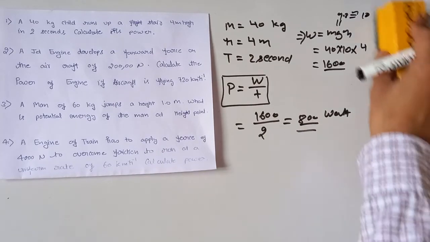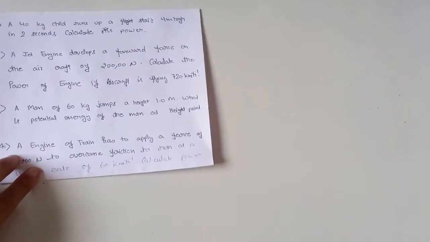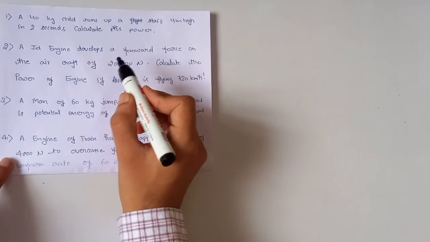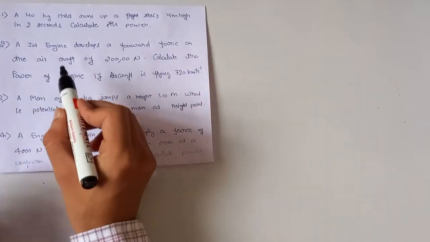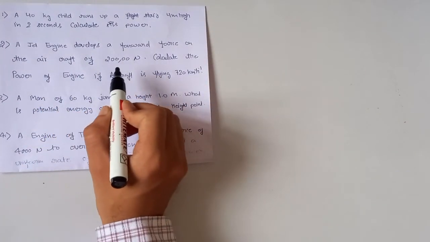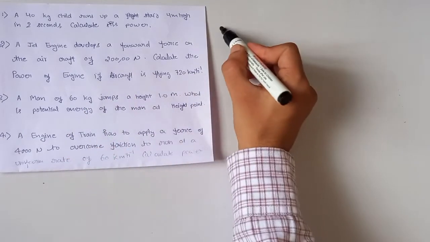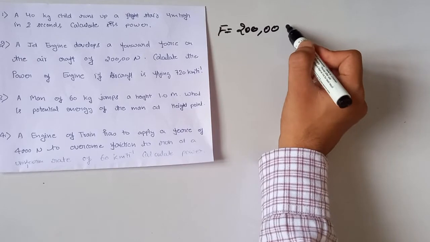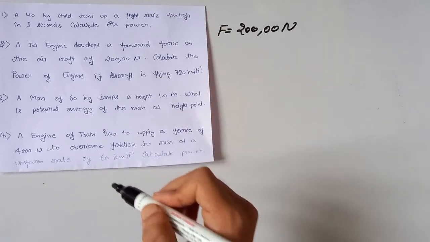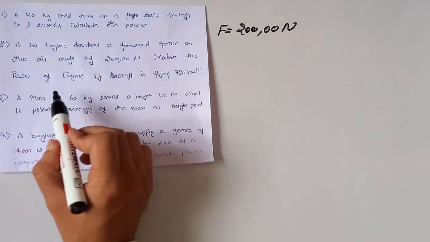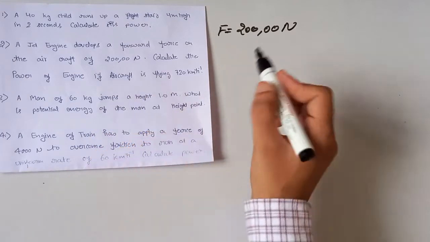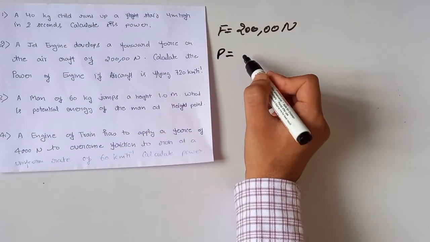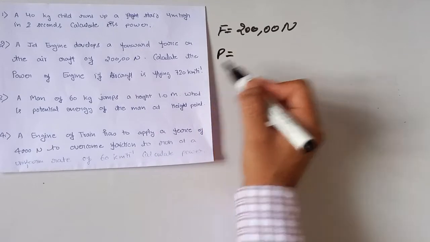Our next numerical is: a jet engine develops a forward force on the aircraft of 200 kN. Calculate the power of the engine if the aircraft is flying with a speed of 720 kilometers per hour. Here we have force and velocity.